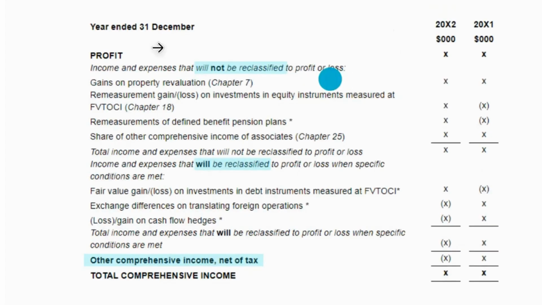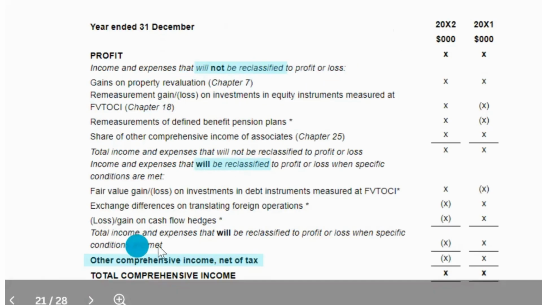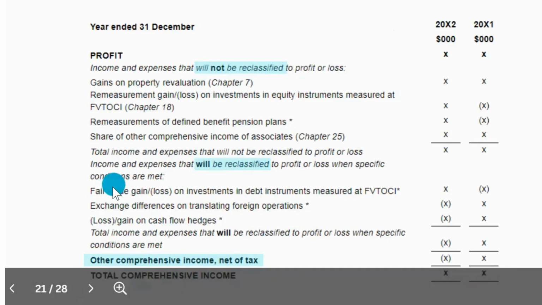So we start with profit, then we state here the items that will not be reclassified to profit or loss, and then we state income and expenses that will be reclassified to profit or loss when specific conditions are met. And here we have other comprehensive income net of tax. So this is the presentation of that type of statement of other comprehensive income.